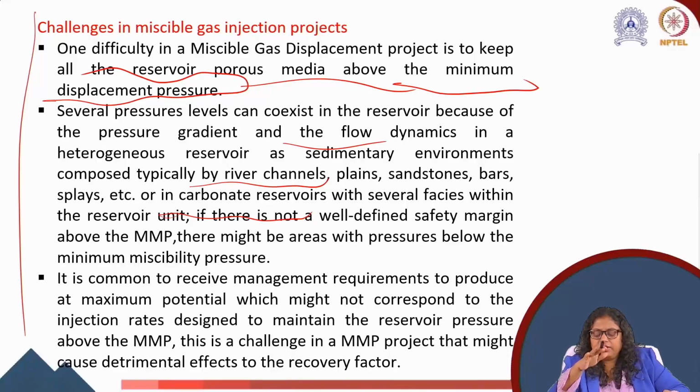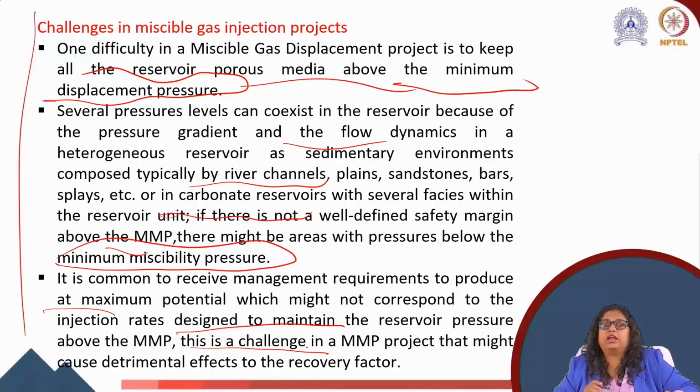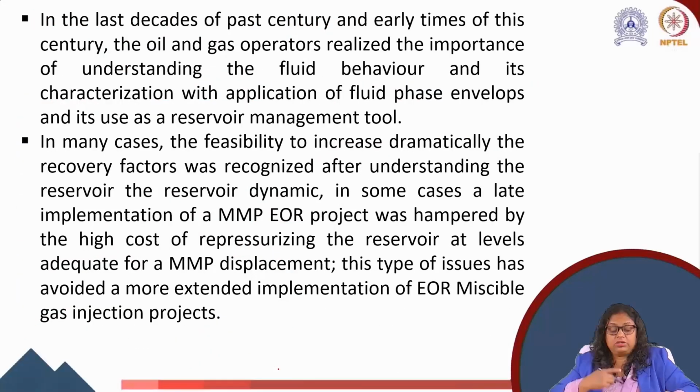If there is not a well-defined safety margin above your MMP, there might be areas with a pressure below the minimum miscibility pressure. When the pressure is below the minimum miscibility pressure, we have immiscible displacement. It is common to receive a management requirement to produce at maximum potential, which might not correspond to your injection rate designed to maintain the reservoir pressure. So we do have the requirement to maintain the reservoir pressure above the MMP. This is a challenge in an MMP project that might cause a detrimental effect to your recovery factor. So this is one challenge we do have.